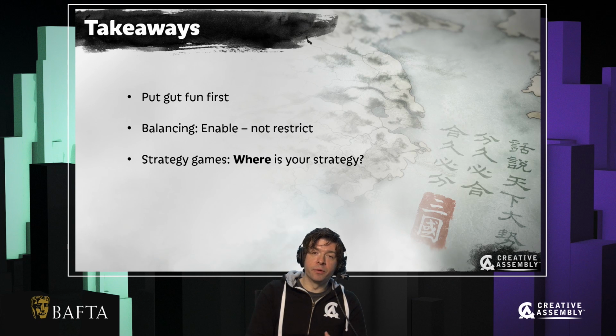And then again, specific for strategy games, where are you on the spectrum between tactics and strategy? What are the cool strategies you want to enable? And how does it work? Like, which systems interact with each other on the way to these strategies?